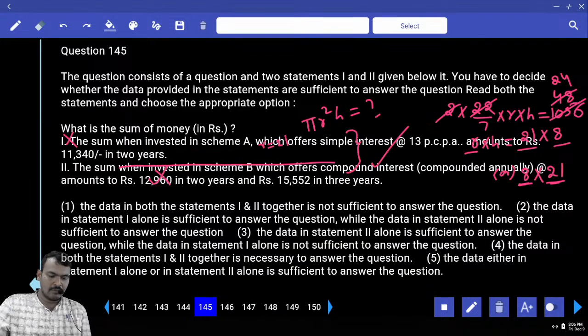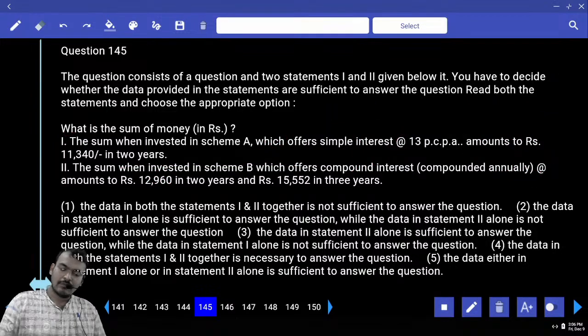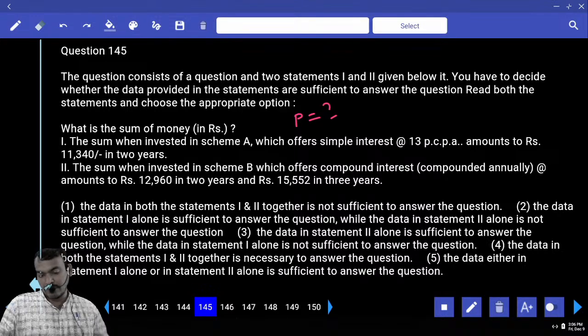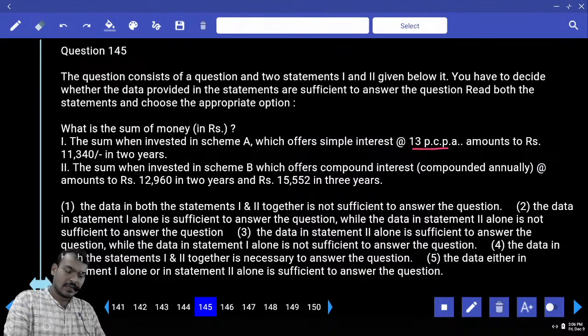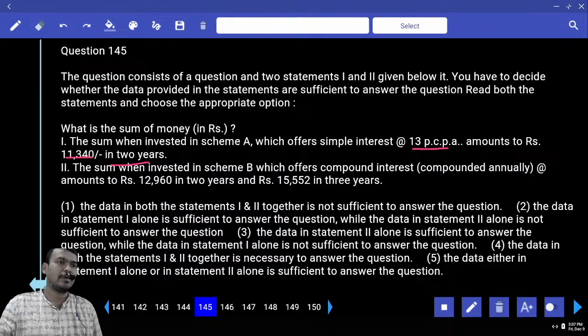Next question number 145. What is the sum of the money? We require principal or amount? Principal. What is the first statement? The sum when invested in scheme A, which offers simple interest at the rate of 13% per annum, amounts to 11,340 in how many years? 2 years. Rate percent is given, time is given, amount also given. Then we get the principal value.